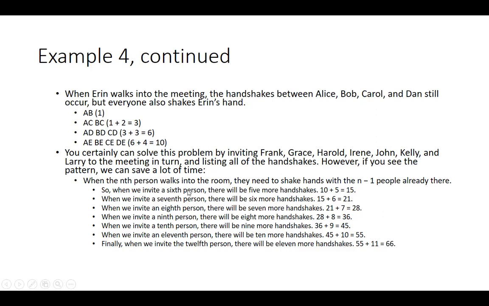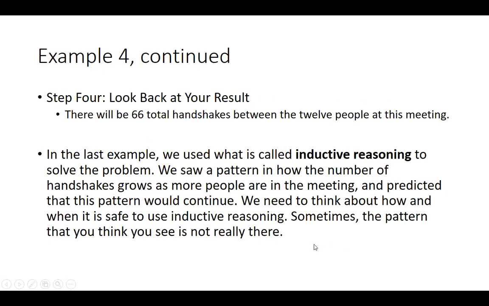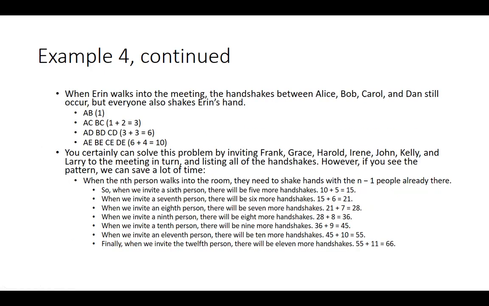So when we invite a 6th person, there will be 5 more handshakes. That brings us up to 15. When we invite a 7th person, there'll be 6 more handshakes. That brings us up to 21. When we invite an 8th person, there'll be 7 more handshakes. 21 plus 7 brings us up to 28. We need to get all the way up to inviting the 12th person. So we invite the 9th, the 10th, the 11th, and the 12th, which adds 8, 9, 10, and 11. And we end up with 66 handshakes.